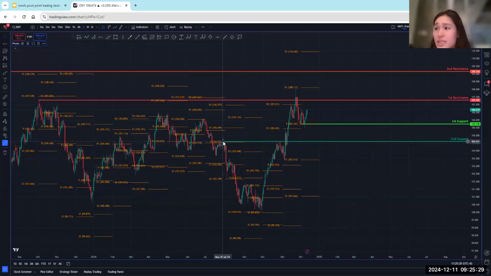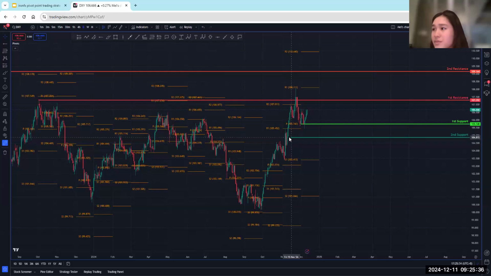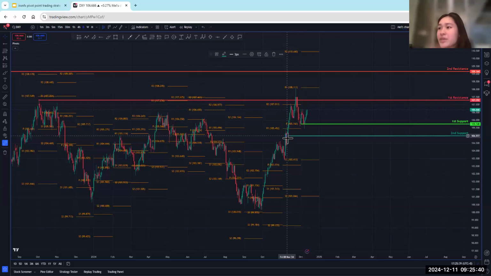So if I were to place it maybe somewhere here, or somewhere kind of in the middle of nowhere, maybe over here, we wouldn't really see that many pivot levels or support and resistance levels lining up in this area.